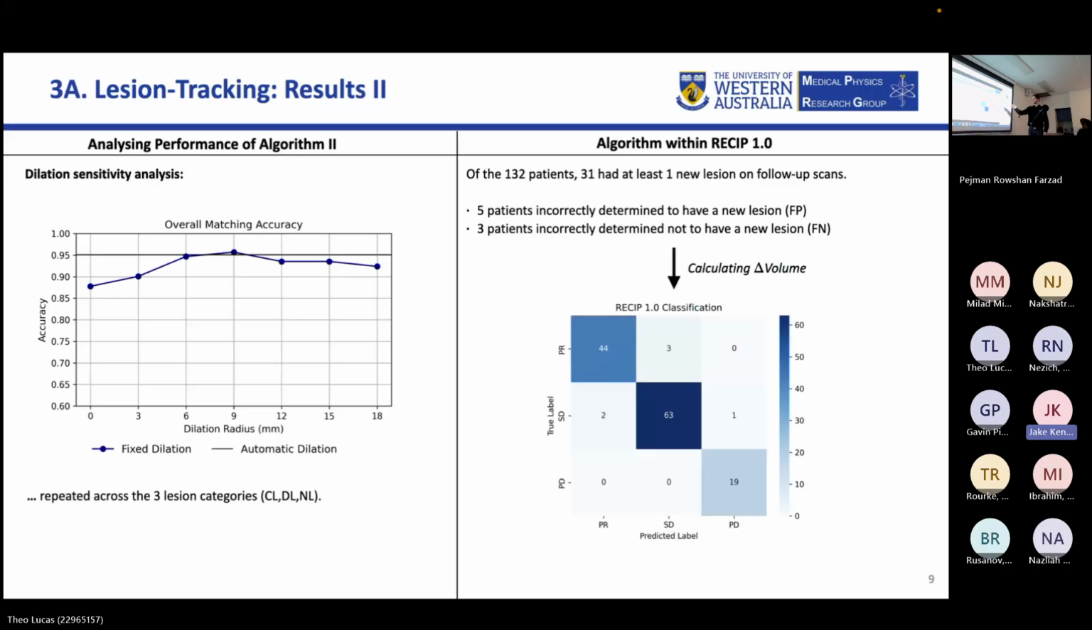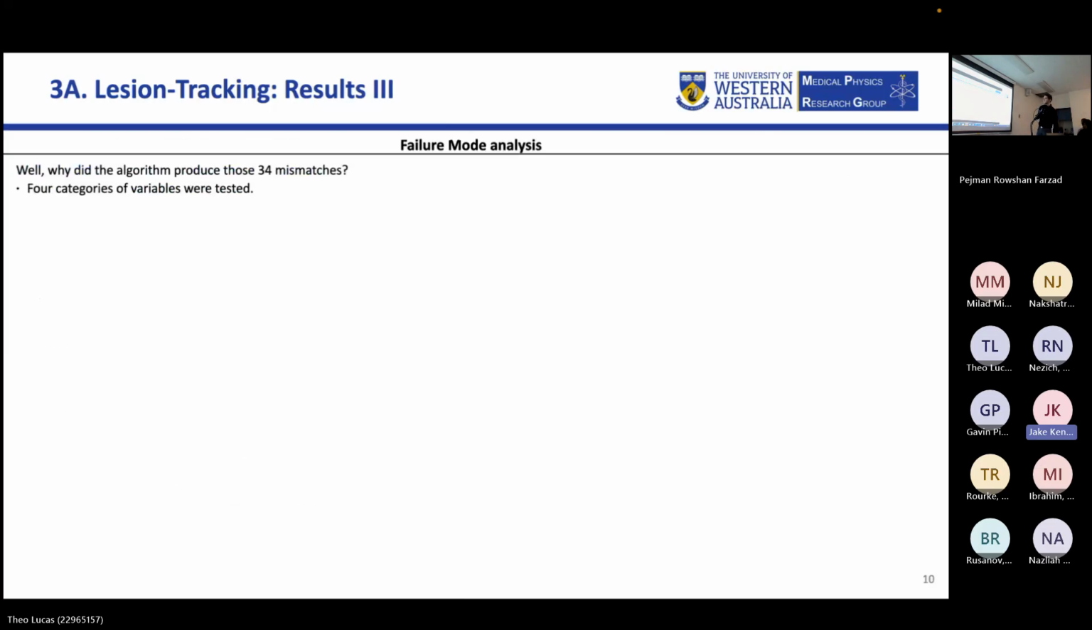And after computing some volume changes between the baseline and follow-up, we were able to plot a confusion matrix showing the ground truth RECIP classification with respect to the algorithmic RECIP classification, where, as we see, there were 6 misclassified patients if we use the tracking algorithm. So that led us to a 95.5% classification accuracy when using the tracking algorithm to determine the appearance of new lesions.